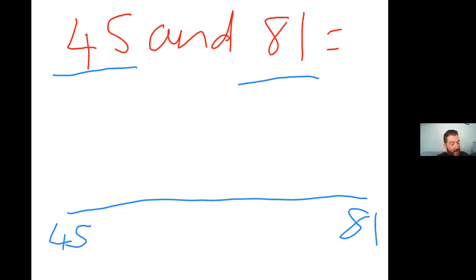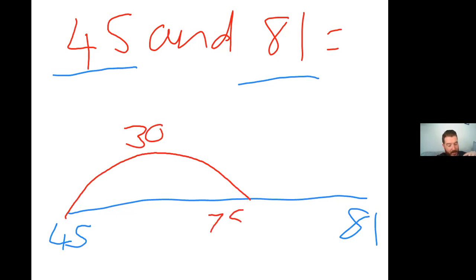So I'm going to do a big jump now. A jump of 40 would take me to 85, which is too big, isn't it? So I can't do a jump of 40. If I did a jump of 30, that would take me to 75, which is fine. So I'm going to do a big jump of 30, and that takes me to 75. Then I want to get to the next tens number. So I'm going to do a jump to get me to 80.